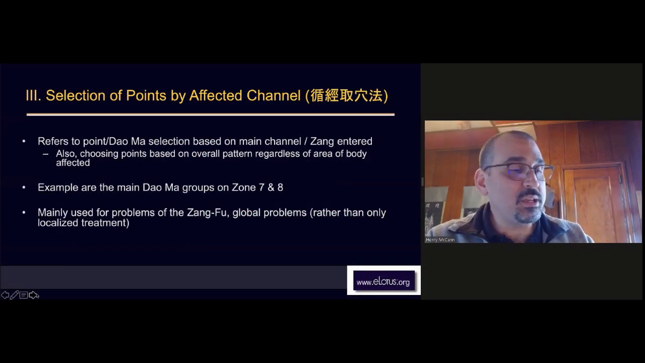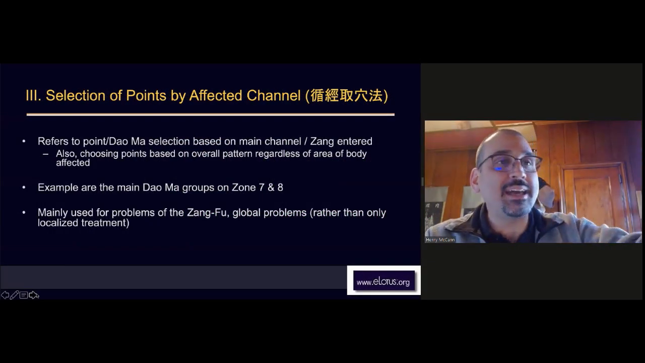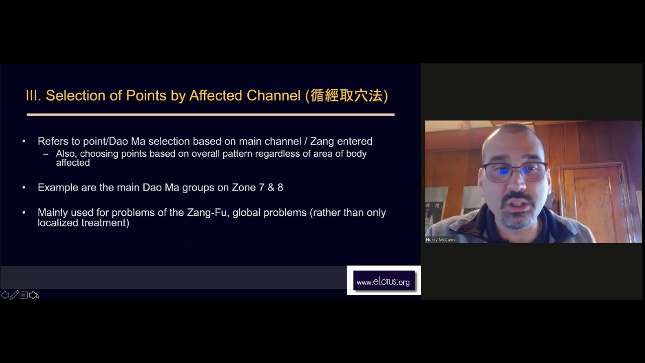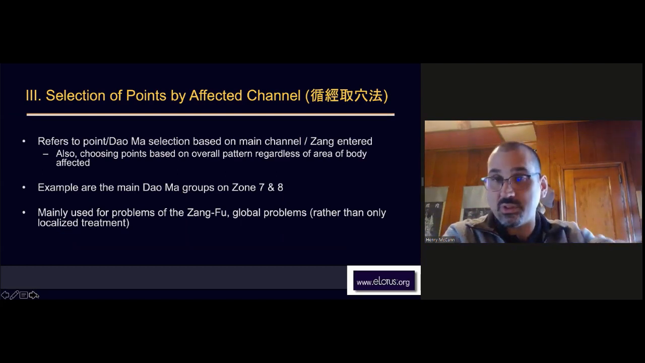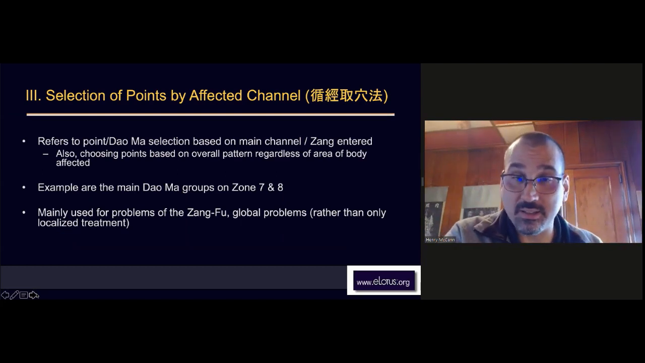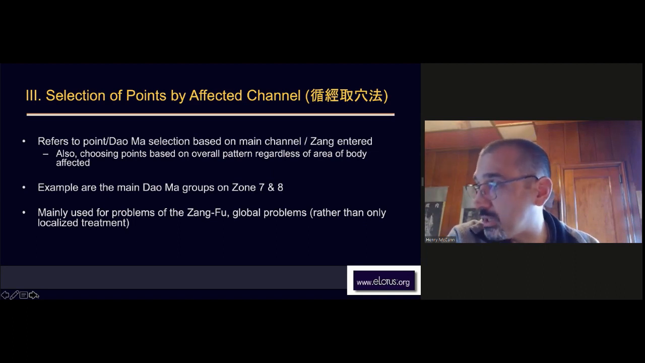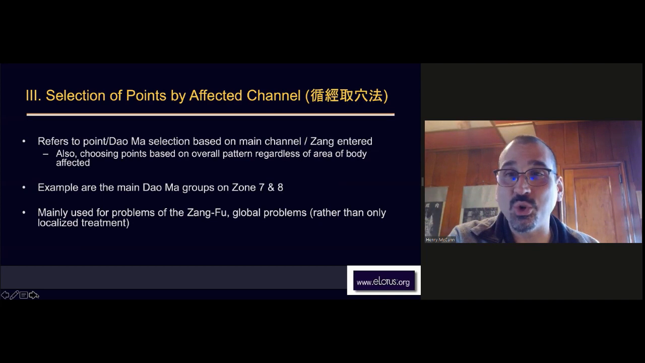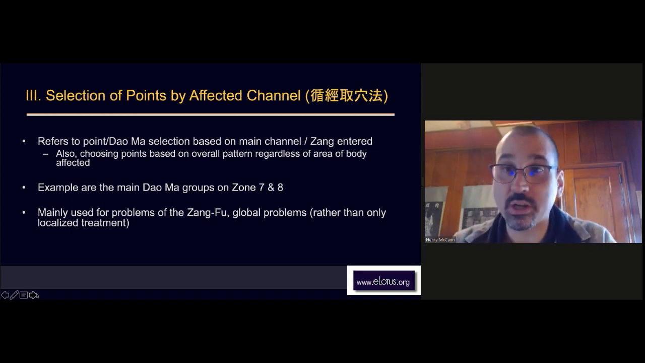Method number 3 is somewhat different in that it doesn't always or only rely on some of these ideas of holographic correspondences. And this is one that is really important in Dong's acupuncture that we really have to address, especially when we're looking at psycho-emotional conditions, because psycho-emotional conditions don't always say, oh, it's just my knee, right? Or it's just my head, right?